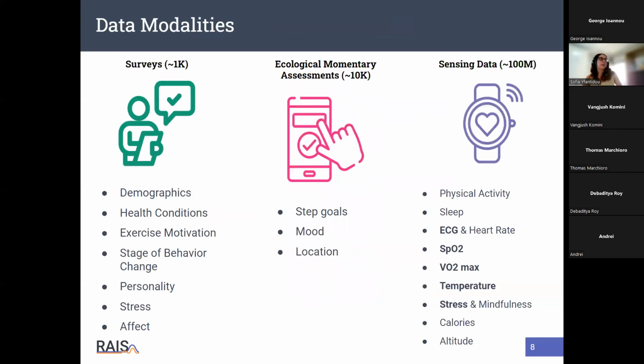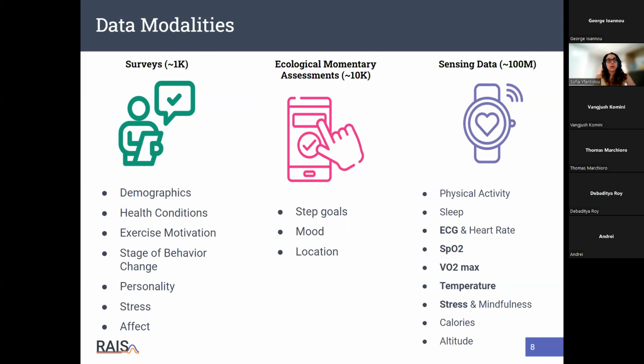So what sort of data do we have? In terms of surveys, we have demographic surveys, surveys that refer to the health conditions a user might have, exercise motivation surveys, the stage of behavior change the user is in, so how ready they are to take up exercise, personality surveys, stress and positive and negative affect surveys.